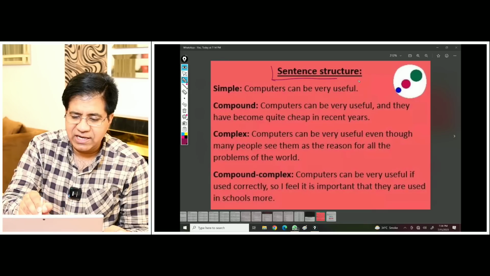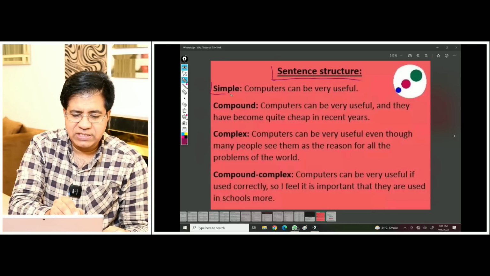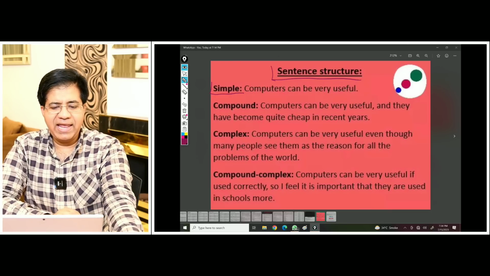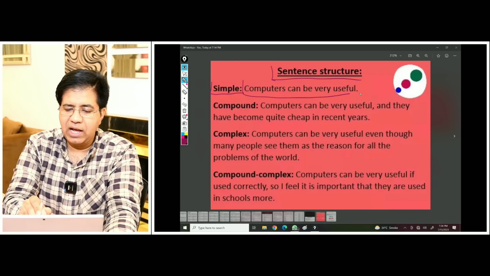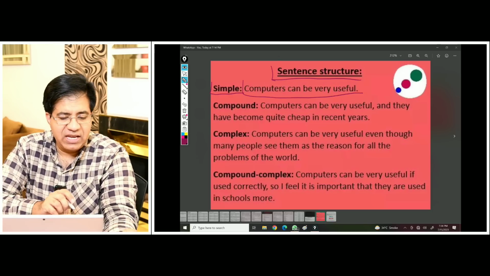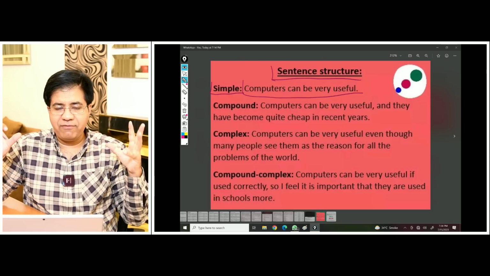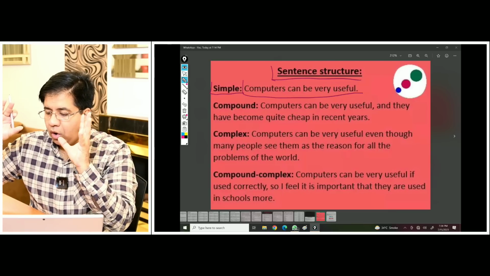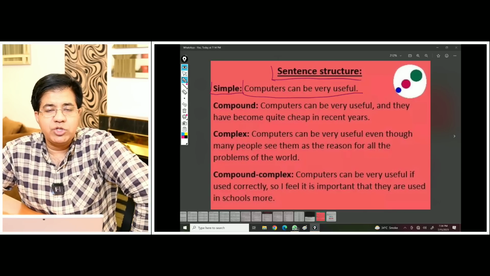Let's see. First, we've got this sentence structure which is simple. Now, what is a simple sentence structure? That is, computers can be very useful. Now, how to learn it? Very, very simple. All you guys need to do is have a pen and paper. On top of the paper, write: computers can be very useful.